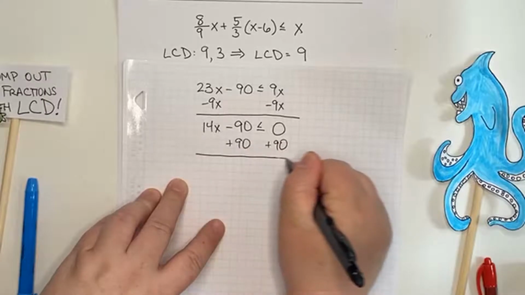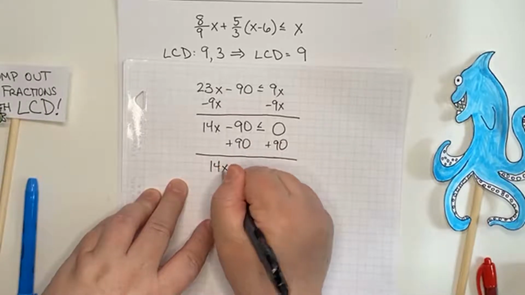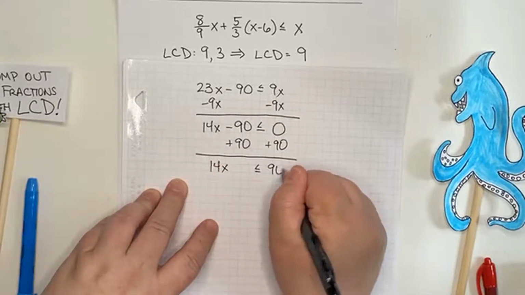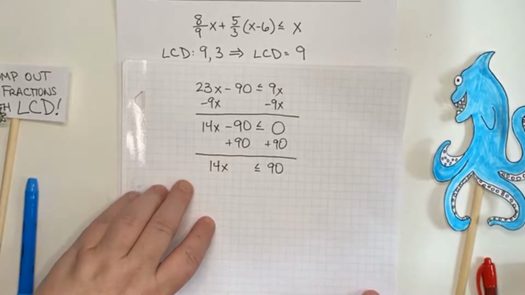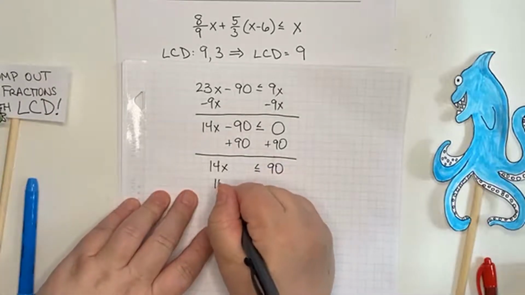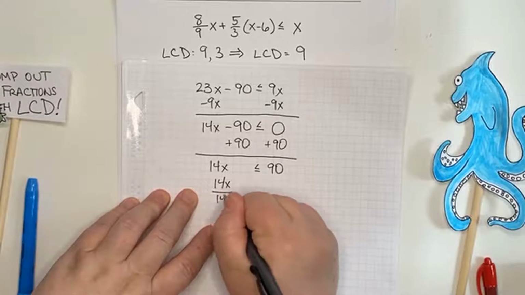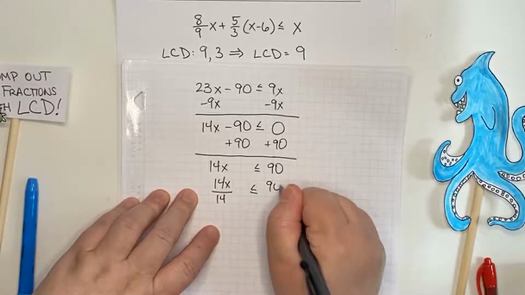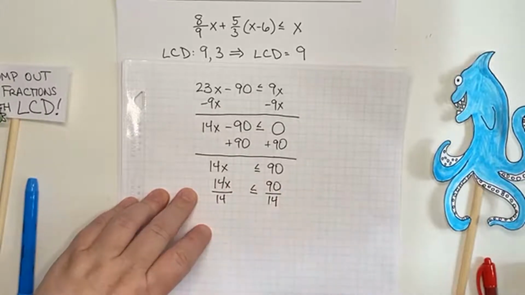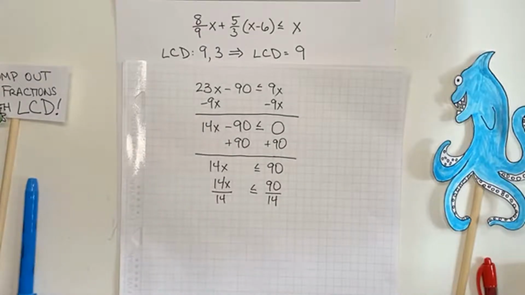Okay, so next up, I'm going to add 90 to both sides. Dun, dun, dun. I don't know why we need music today. I feel like we should have music, but I don't know how I would choose music that everyone would like. And my last step is to divide by 14. Notice that when I'm dividing by a positive number, I don't have to change the inequality.